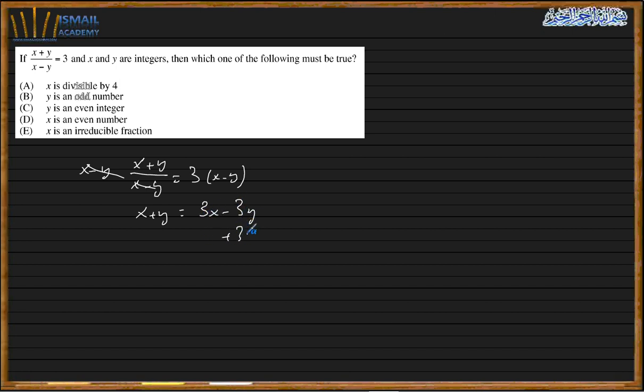Now I add 3y to both sides and subtract x. So I got 4y equal 2x, divided by 2. So I have 2y equal x. So x is twice y. That means x is even. And do we have that choice here? X is even number, yes. So x is even.